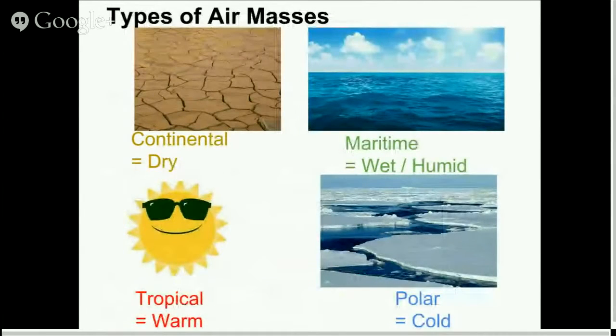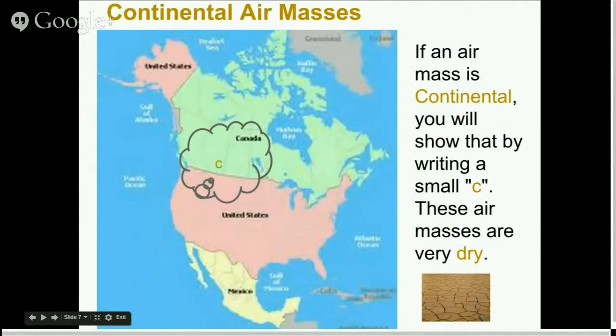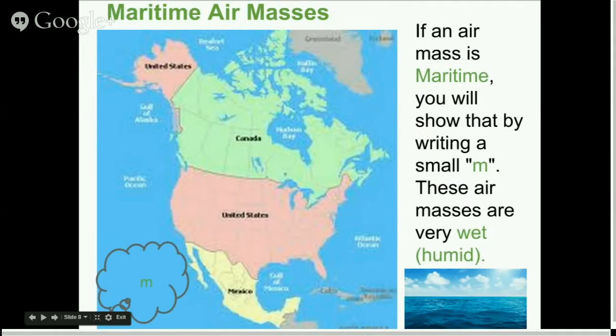All right. Types of air masses we have: you can have a dry air mass, a wet air mass, a warm air mass, or a cold air mass. Air masses that form over the land are dry, and we call them continental because they form over continents. So this is a continent, it's forming over the land, so it's dry. You'd write a small c to represent that.